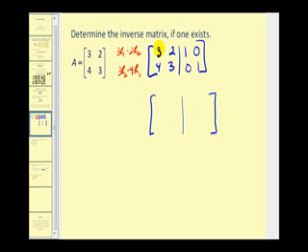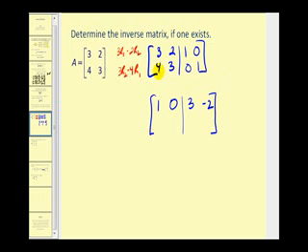So we're going to have 3 times 3 minus 2 times 4. That's 9 minus 8. That's 1. Here we're going to have 3 times 2. That's 6 minus 2 times 3, which is also 6. 6 minus 6 would be 0. And here we'd have 3 times 1 minus 2 times 0. That'd be 3. And here we'd have 3 times 0, which is 0, minus 2 times 1. That's negative 2.